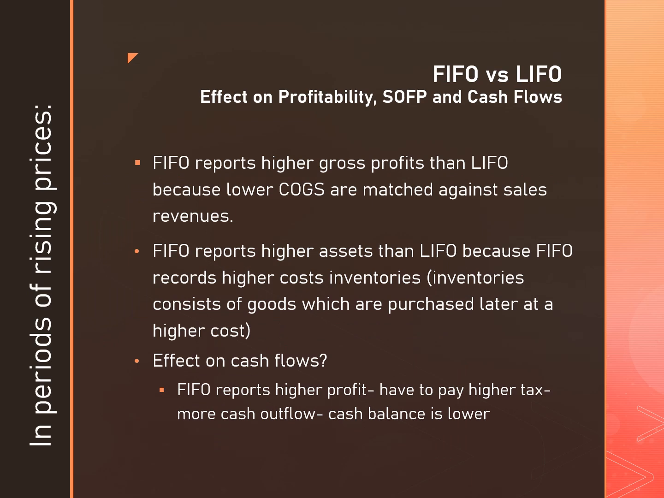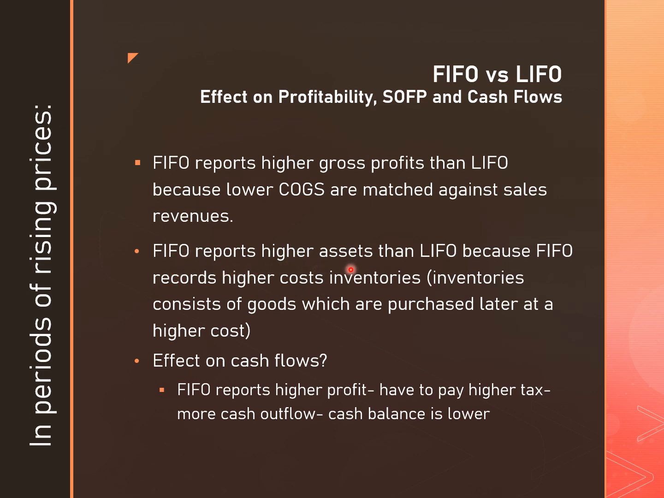Next, we're going to look at the FIFO versus LIFO, the effect on profitability, SOFP, and also cash flow in the period of rising prices. Okay, masa harga tengah naik, FIFO akan report higher gross profit daripada LIFO because lower COGS are matched against sales revenue. Sebab kenapa lower COGS? Sebab dia kan ambil kos yang lama, kos yang earlier tu biasanya lagi rendah. So, dia akan dapat higher gross profit in the period of rising price.